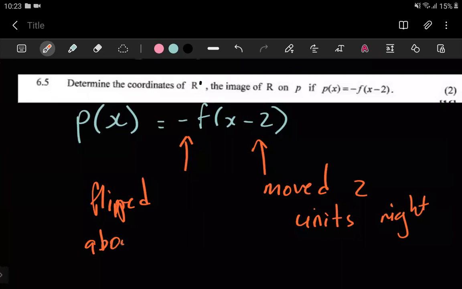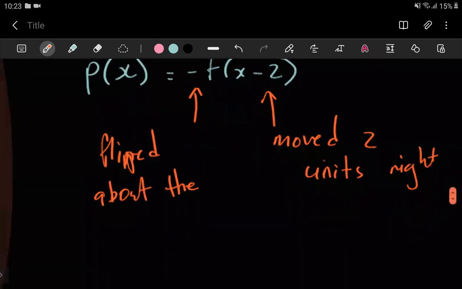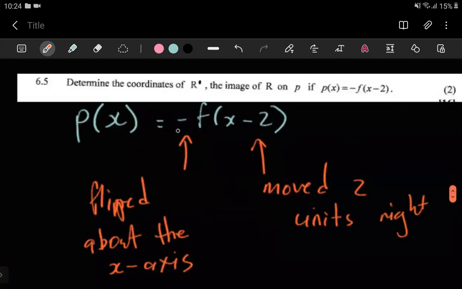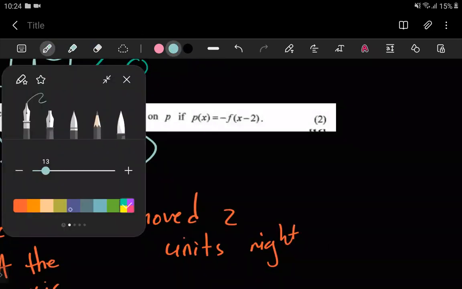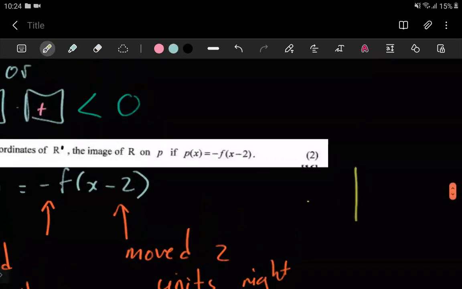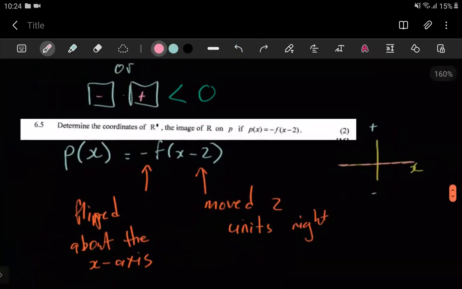about the x-axis. The reason why this is saying it has been flipped about the x-axis is because if you look at a Cartesian plane, if there's an x-axis here, on top of the x-axis you have positive y values. Under the x-axis you have negative y values. So if your graph is flipped about the x-axis, your y values are going to change from positive to negative or vice versa. So that's what we need to do to the coordinate of R.